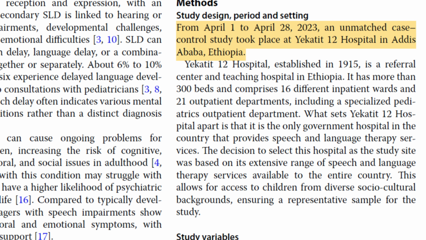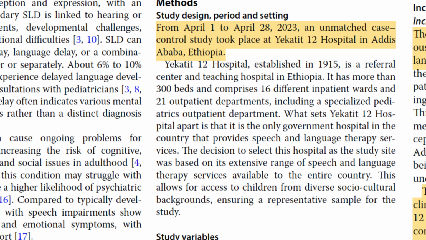The JBI appraisal checklist suggests the control group should be representative of the source population that produced the cases, otherwise this will lead to selection bias. This is usually done by individually matching the cases, but can also be done by frequency or group matching. In the methods section on page 2, the authors explain that it is an unmatched case control study.